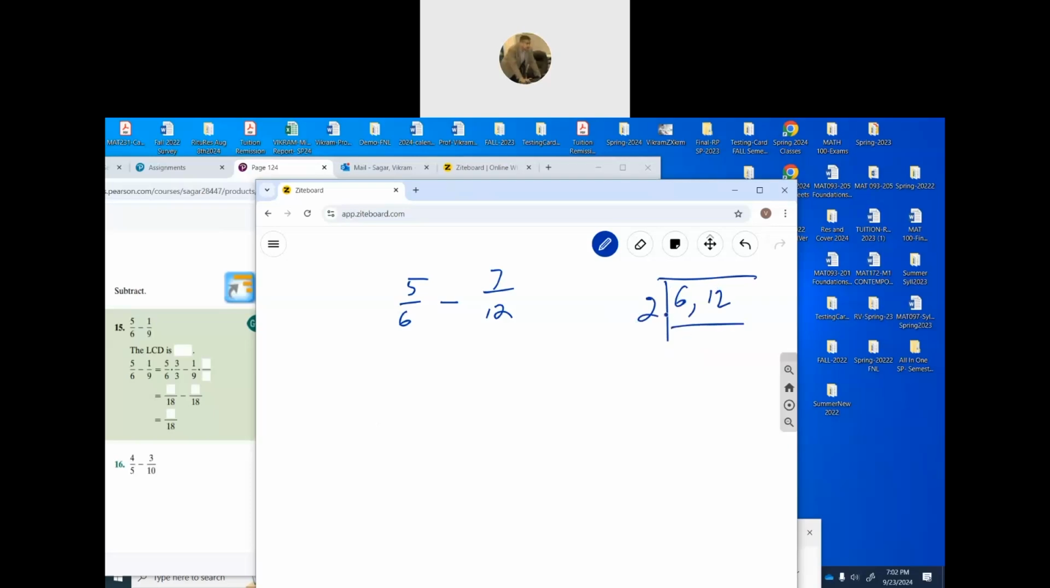You start with 2 here, which is what? 6 divided by 2 is 3. 12, 6 right here, right? Okay, and next time with 3, it becomes 1, and this is going to be 2. Next time with 2, and 1. Okay, that's it. 3 times 2, which is 6, 6 times 2, which is 12, right?